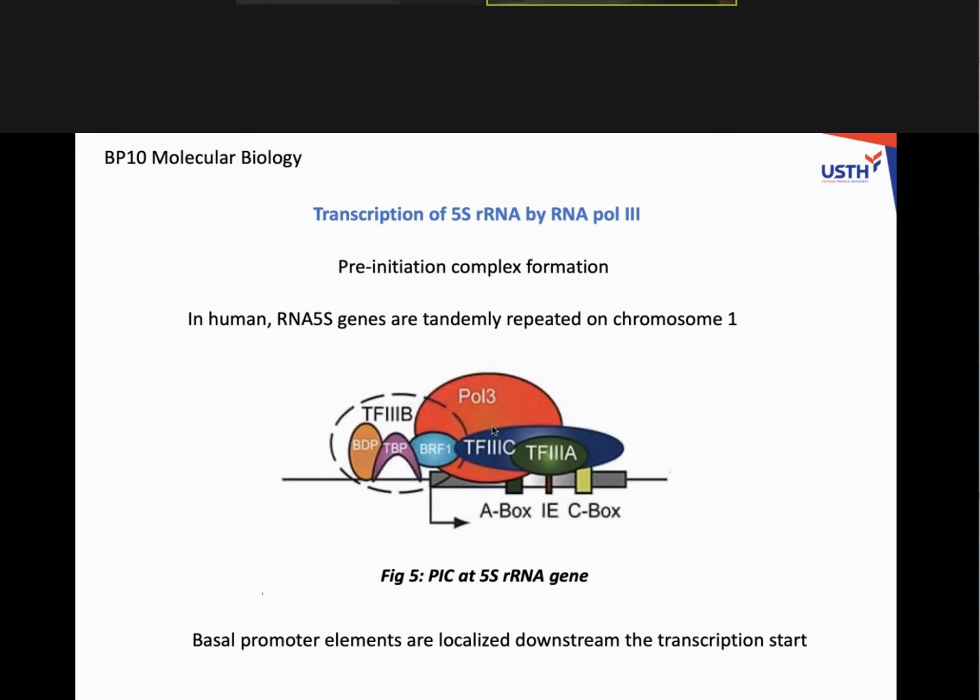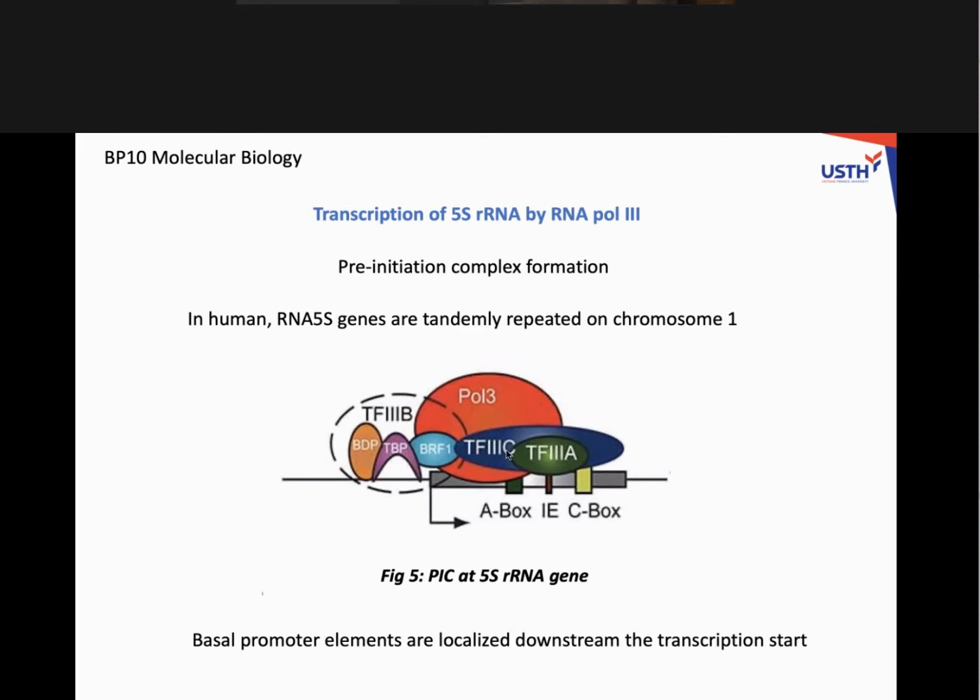What do you mean? You mean because of the presence of those two there? You're asking why it starts there? No, I'm asking, because the basal promoter elements are localized downstream, right? Yes. So it's not near the start at all. So when the RNA pol comes, how can the basal promoter connect with the RNA pol if it's downstream? Because I know the pol needs to start from the promoter start and run down the gene. Okay, I see.